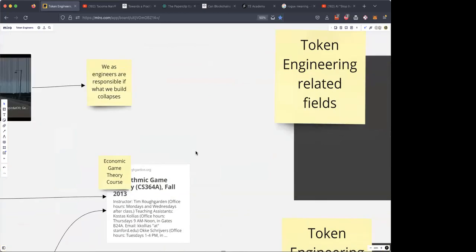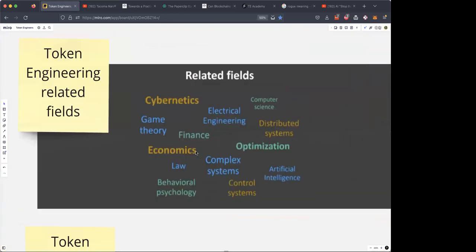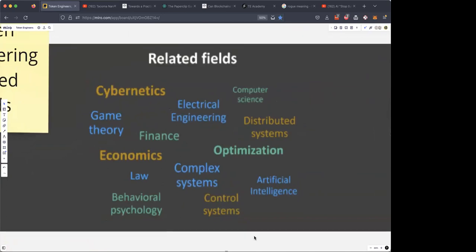After that, it goes into related fields. So these fields kind of come into play when we're thinking about token engineering. And I think we all have background in some of these, but none of us have an understanding in maybe even more than 3 of these. And that's the beauty of this new field. It just has so many different things jumbled into one.